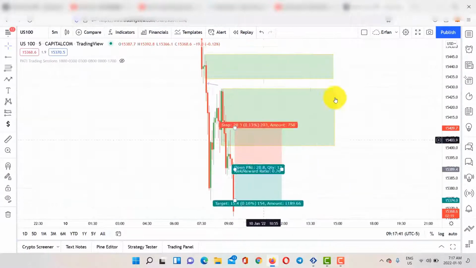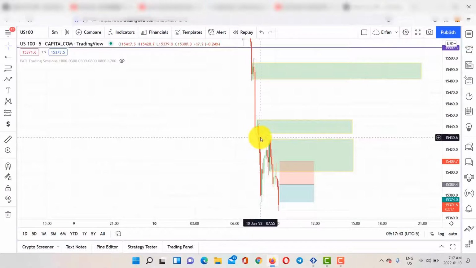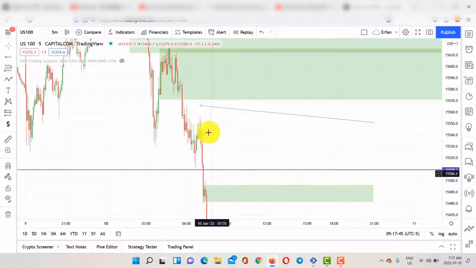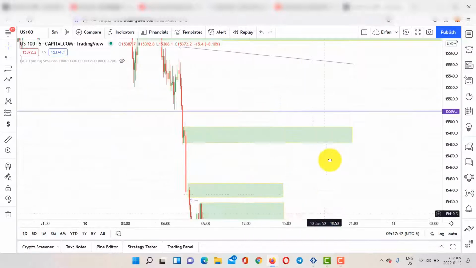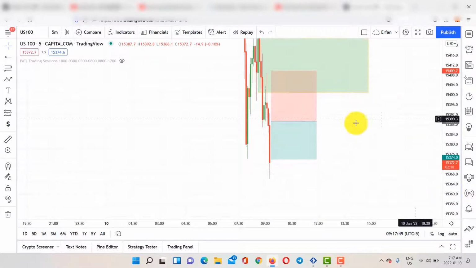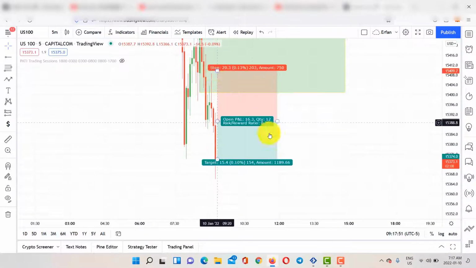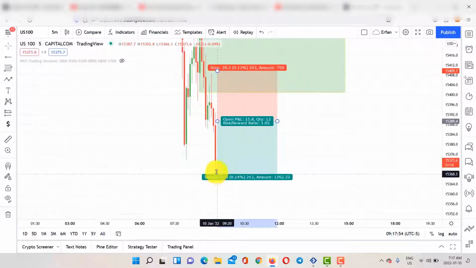We have so many gaps exactly right here, right here, right here. So I didn't want to go further. I didn't want to actually take a sell more than that. So this is absolutely enough for me. I didn't want to get greedy.